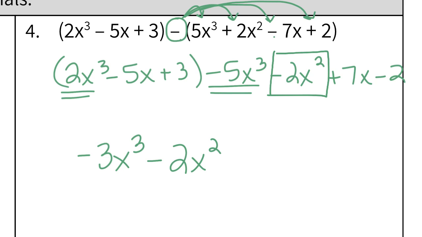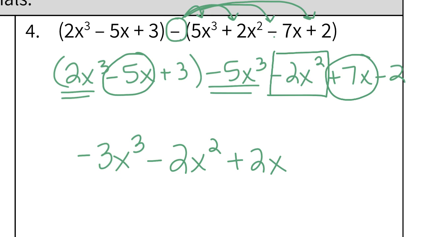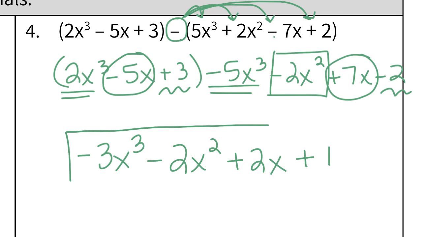Okay, now for our next term, I have negative 5x and positive 7x. We're going to add those up, and that gives us positive 2x. And then last but not least, I have positive 3 and negative 2. We're going to add those together, and that gives me positive 1. So the answer here, when I subtract those polynomials, is this right here.